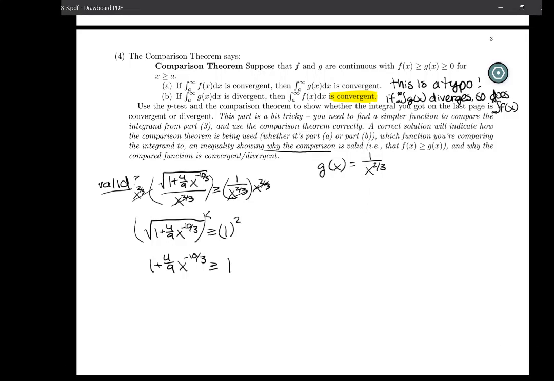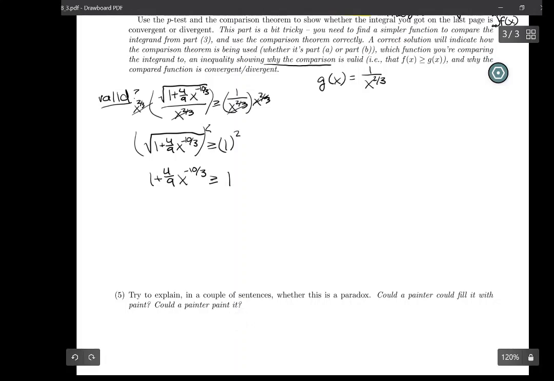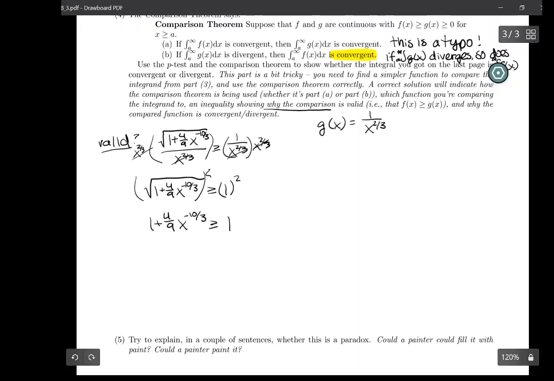So we know that this quantity right here has to be positive. X to the negative 10/3 is always going to give a positive number, times 4/9, another positive number. We're taking 1 and adding something positive to it, so of course it's bigger than 1. That's a pretty standard thing for us to say. So this is good, we're done there. We have a valid comparison. F of x is bigger than g of x.